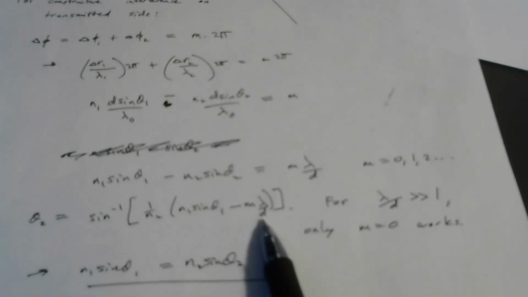Okay, let's solve this for theta 2. In the last video, I actually solved it for theta 1. It didn't matter because the conclusion we arrived at was the same, which was theta 1 equals theta 2 for reflection. But in this case, it looks like I did solve it for theta 2. You'd have to move some stuff around. And you find the arc sine of 1 over the index of refraction in the second material times n1 sine theta 1 minus, and here, once again, is that ratio that keeps popping up.